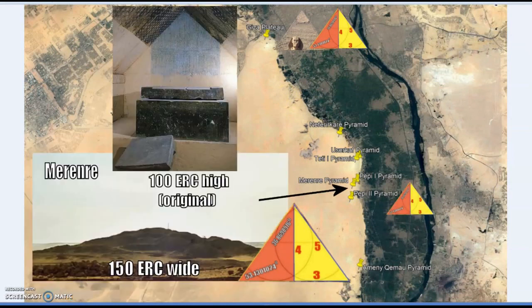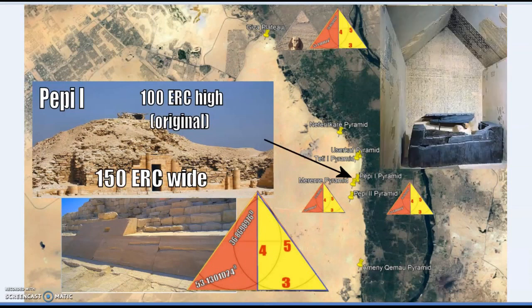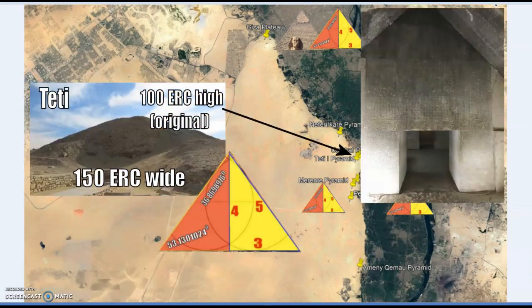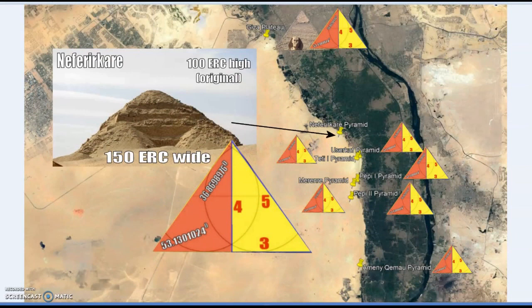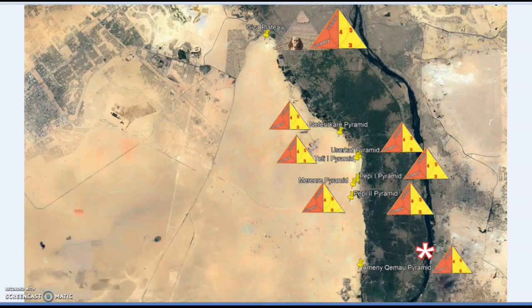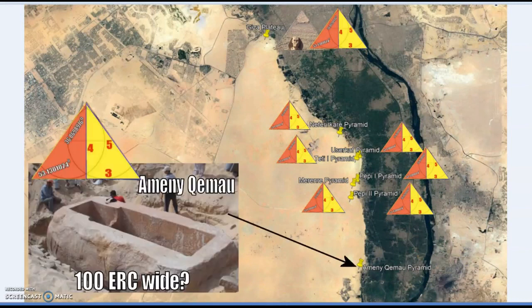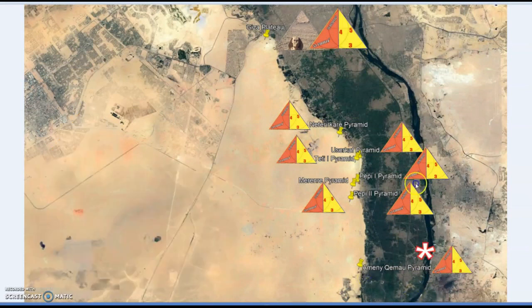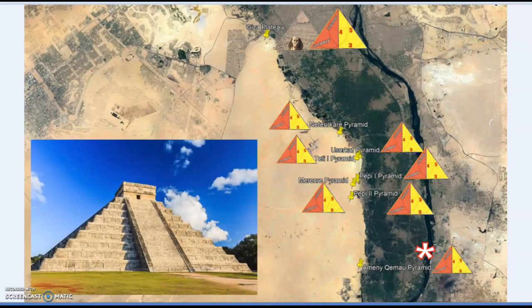Same with Merenre, Pepi the First, Teti, Userkaf, Neferkare, and the Amenemhat Mountain. Now that one is in a really bad state, so I'm going to put an asterisk next to it, but based on what's surviving, all the work done there would point to it also being the same. So the Khafre Pyramid gives us links to the Great and the Red Pyramid. Also, that geometry can be found in these other pyramids too.